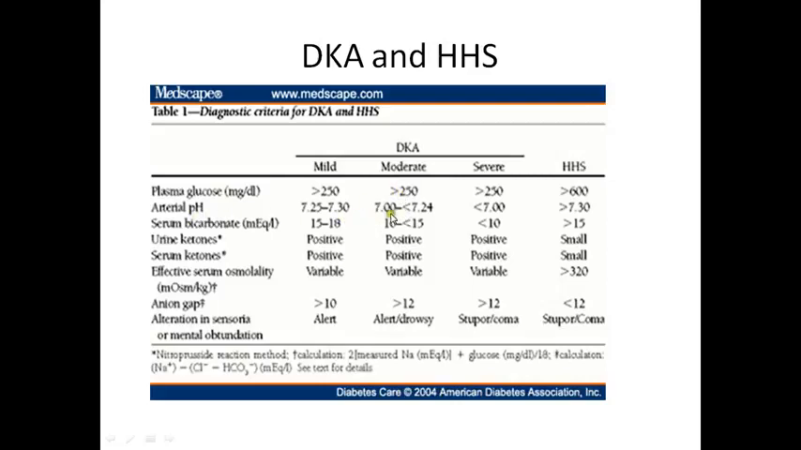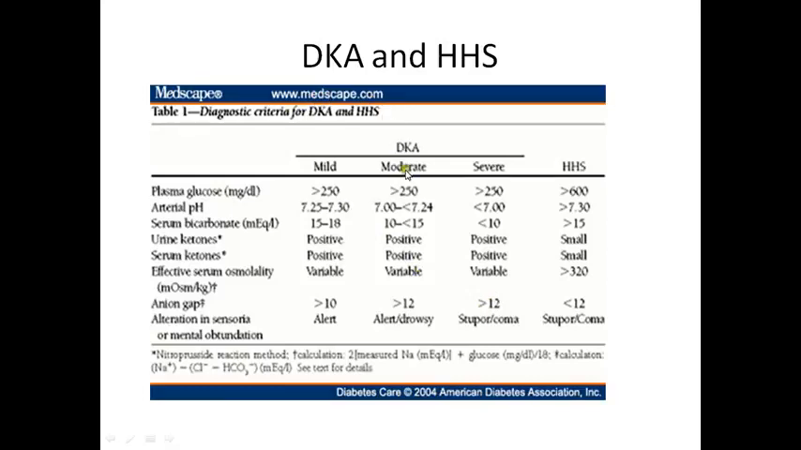In moderate, the sugars are more than 250, pH is coming down, between 7 and 7.24. Bicarb is much lower, 10 to 15. Urinary and serum ketones are positive. The anion gap is more than 12, and the patient is alert or drowsy. In severe, the glucose level is more than 250 with pH of less than 7 and bicarb of less than 10, with ketones positive and anion gap more than 12.